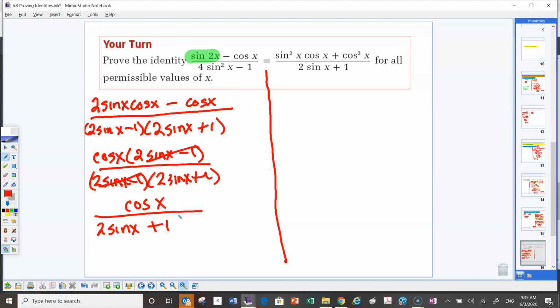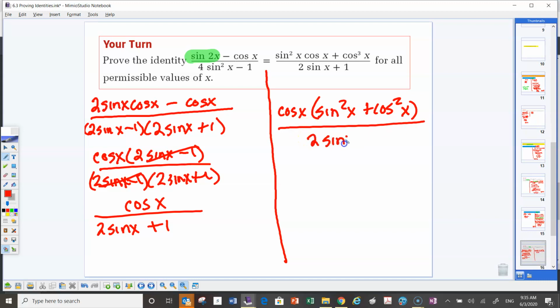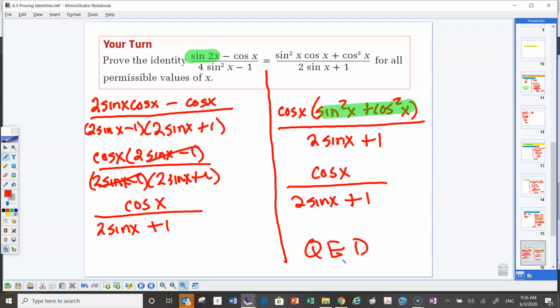Now, if we take a look at the right-hand side in the numerator, I could factor out a cosine x, and I'll be left with sine squared x plus cosine squared x all over 2 sine x plus 1. And hopefully you're realizing that this is our trig identity, that sine squared x plus cos squared x equals 1, so that drops off. I'm left with cos x over 2 sine x plus 1, and QED, we've proven that the left-hand side equals the right-hand side.